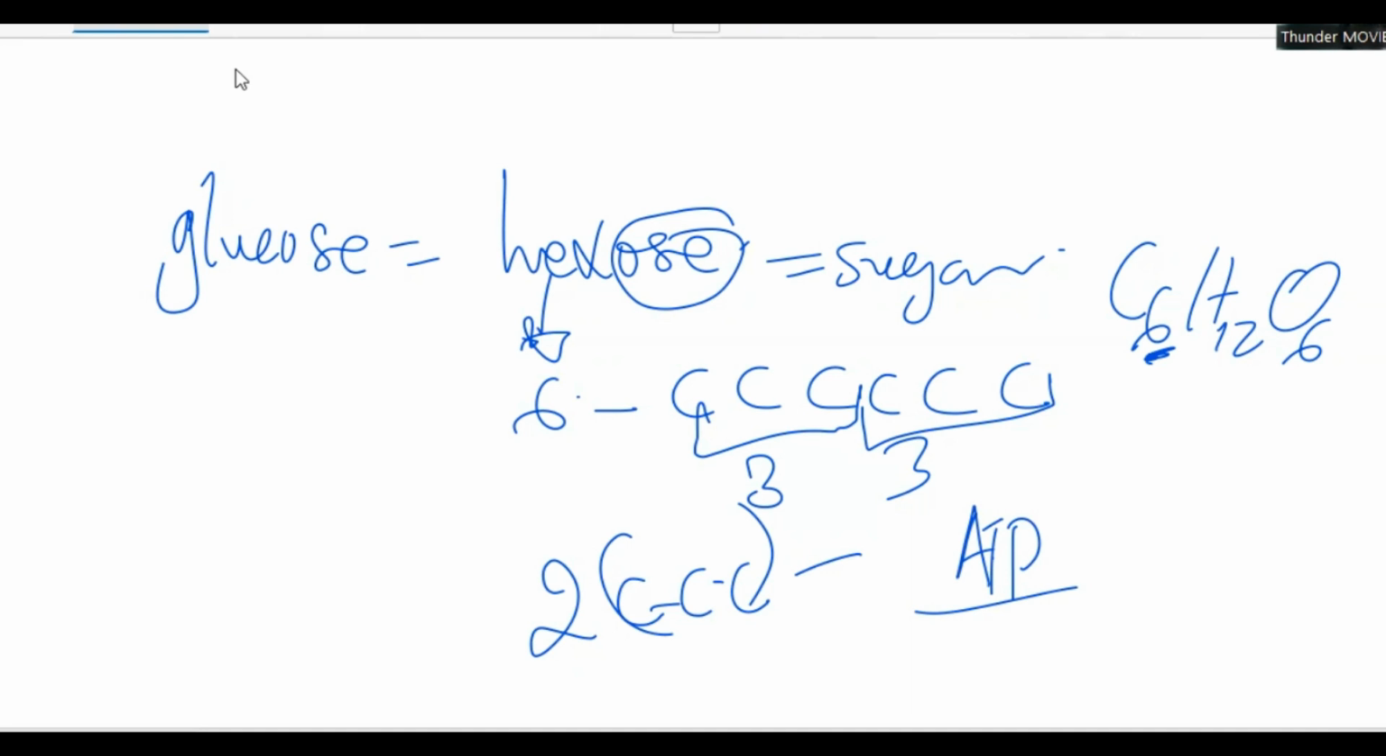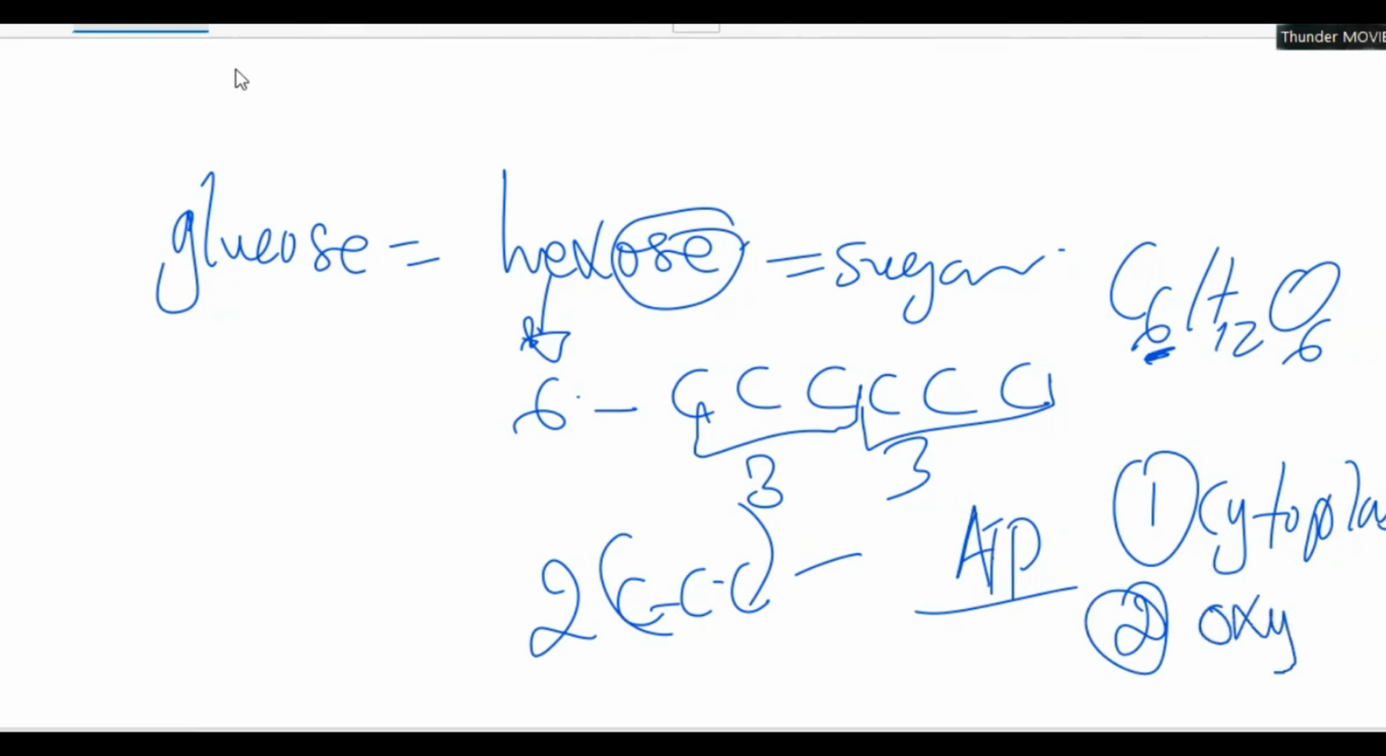And this process of glycolysis takes place, number 1, in the cytoplasm. It doesn't take place in the mitochondrion yet. It takes place in the cytoplasm. And number 2, what you need to take note of, it takes place in absence of oxygen. It results in the production of less energy and also 2 molecules of pyruvate, which are made up of 3 carbon atoms.